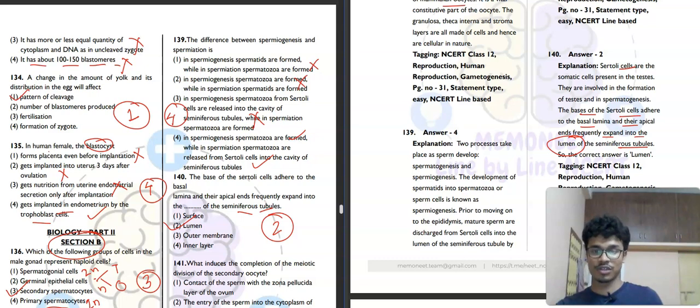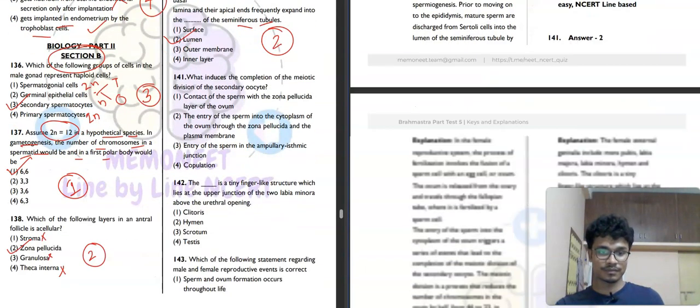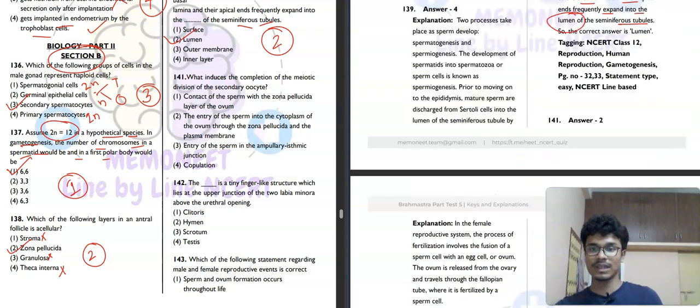Moving towards the next question, question number 141. It is saying, what induces the completion of the meiotic division of the secondary oocyte? Contact of sperm with the zona pellucida, a layer of the ovum? No. The entry of the sperm into the cytoplasm of the ovum through the zona pellucida and the plasma membrane? It is absolutely correct. Entry of sperm in the ampullary isthmic junction? No, not correct. This is the fertilization process. Copulation is also not this. So the second option will be your correct answer for this question.